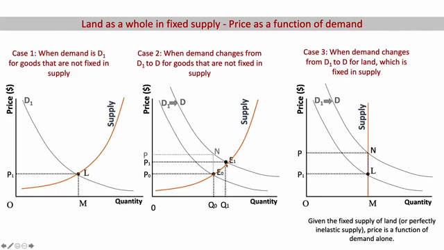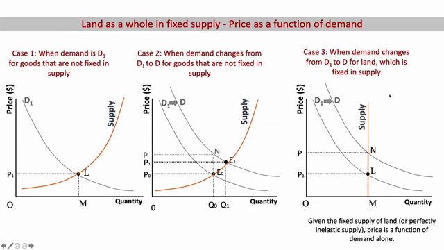This is a case when the supply curve is forward sloping, which means that the supply can change from Q0 to Q1. Different points on the supply curve represent different quantities corresponding to different prices.